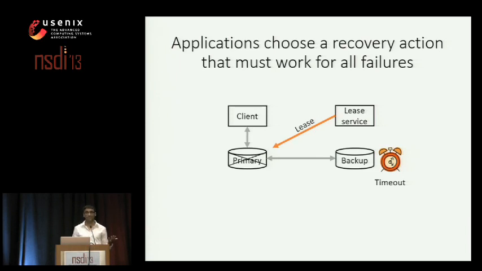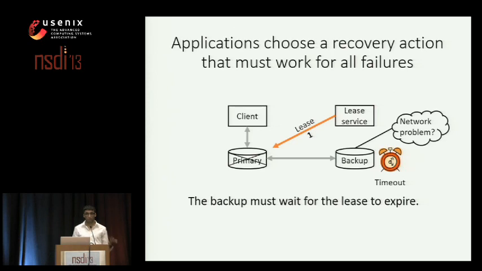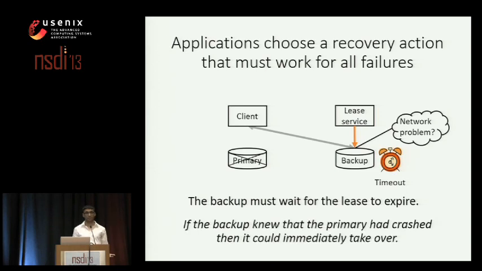Well, the backup doesn't have much failure information. It must also consider the case that the network is a problem and that the primary is actually alive. So it must wait for the primary's lease to expire before it can take over, to prevent having two primaries at the same time. But observe that if the backup had more information about the failure, it could improve its recovery. Specifically, if the backup knew that the primary had crashed, then it doesn't have to wait for the primary's lease to expire, because it is impossible to have two primaries at the same time.